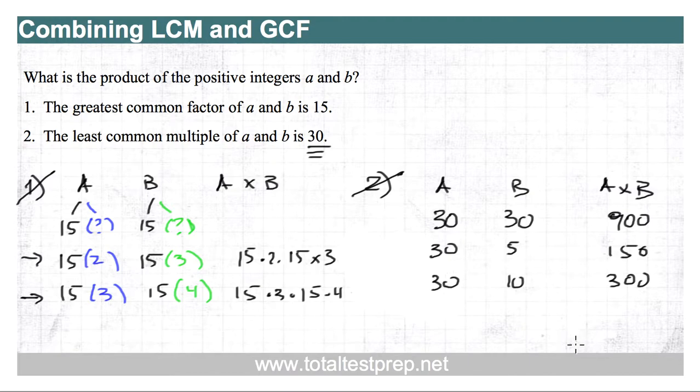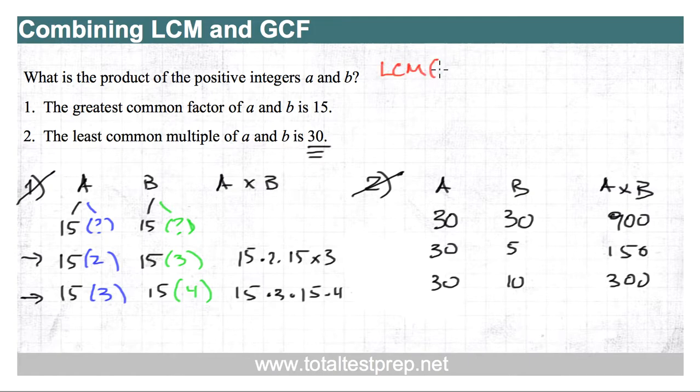And now we look at the two statements combined. Again, we're being asked what's the product of a and b, but now we know that the greatest common factor is 15 and that the least common multiple is 30. Instead of picking numbers, which is going to be a little bit cumbersome here and difficult to do, what we can do is remember a neat little shortcut, and that shortcut is the following.